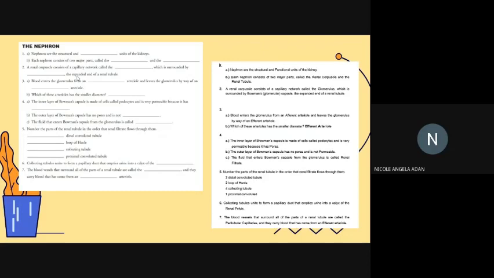Number 6, collecting tubules unite to form a papillary duct that empties urine into a calyx of the renal pelvis. Number 7, the blood vessels that surround all of the parts of a renal tubule are called the peritubular capillaries, and they carry blood that has come from an efferent arteriole.